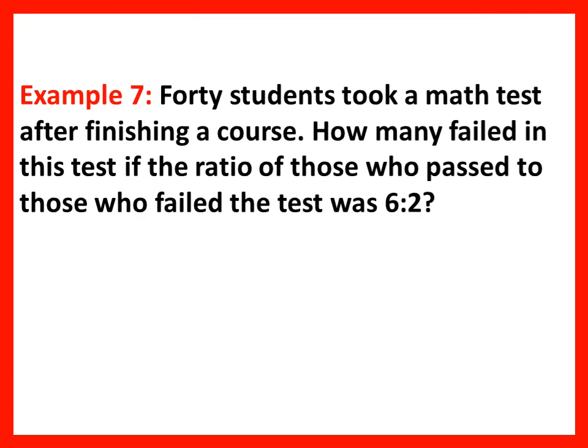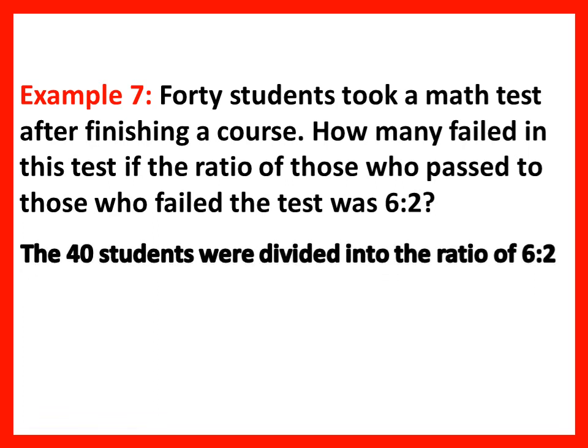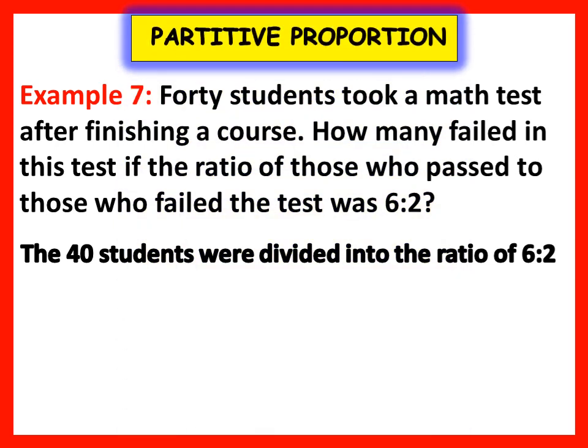Example number 7. 40 students took a mathematics test after finishing a course. How many failed in this test if the ratio of those who passed to those who failed the test was 6:2? So note that the 40 students were divided in the ratio, or the partition, of 6:2. So therefore, this is a partitive proportion.